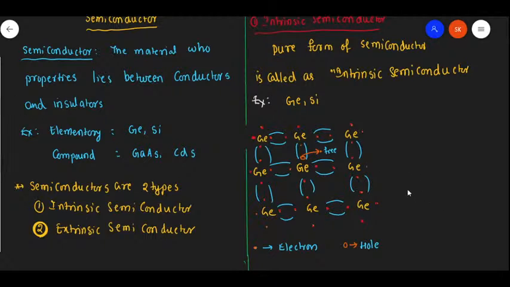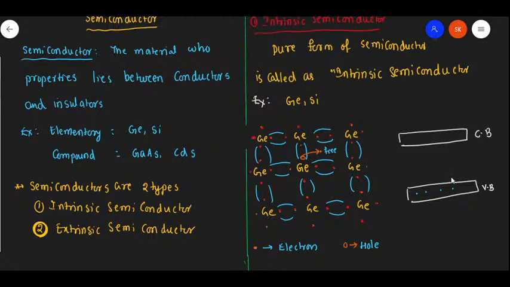Now this is the valency band. You know about the valency band, right? And this is the conduction band. You know energy bands, we discussed in the last class. In the valency band, valency electrons are there, and here in the conduction band, electrons are there.